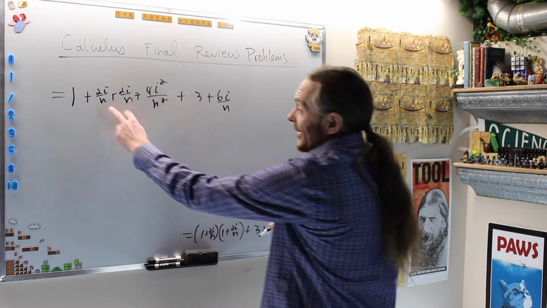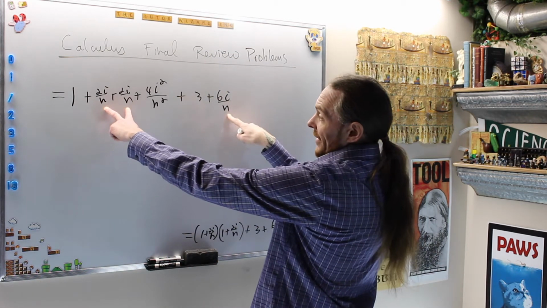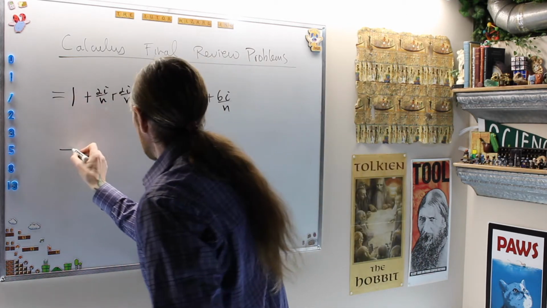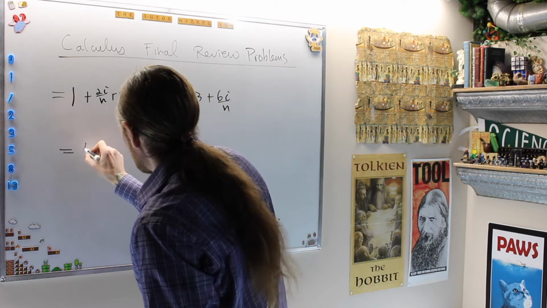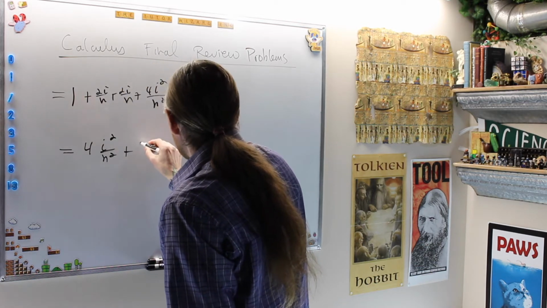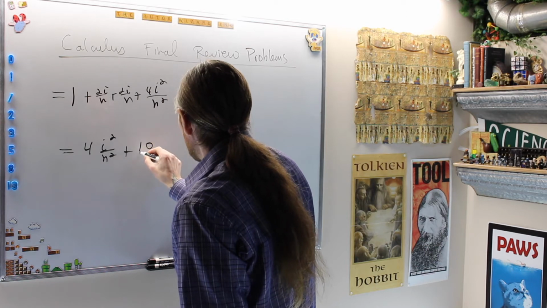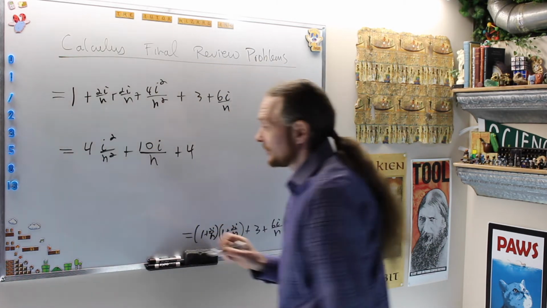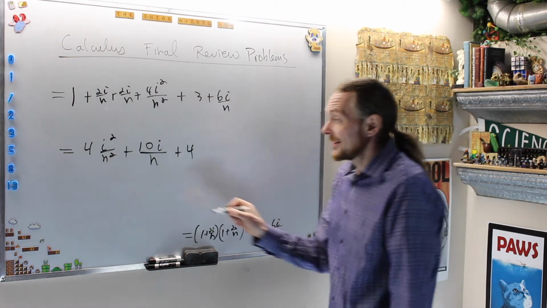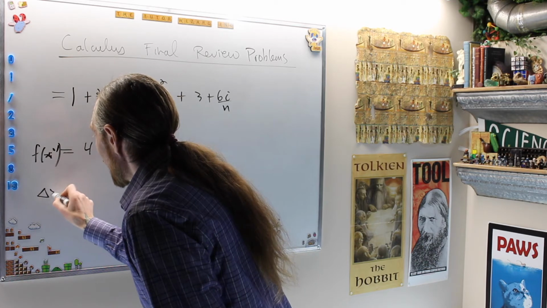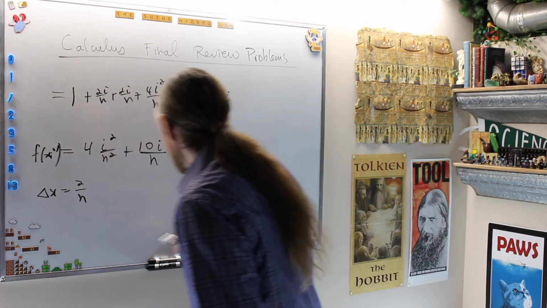plus 2i over n plus 2i over n plus 4i squared over n squared plus 3 plus 6i over n. I'm going to combine everything. These can all get combined. I have 4i over n and 6i over n, so I'm going to group these together: 4i squared over n squared plus 10i over n plus 3 plus 1 is 4. This is what I got. This is f of xi star. Delta x was 2 over n.